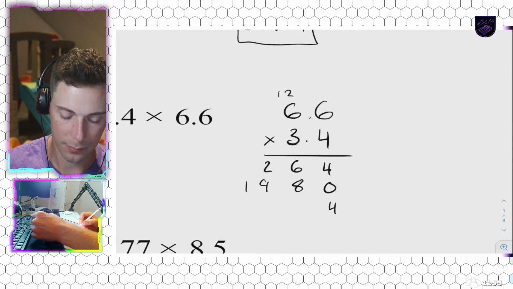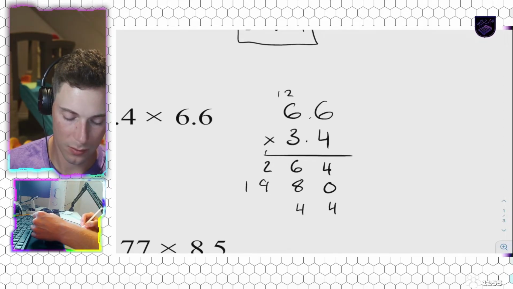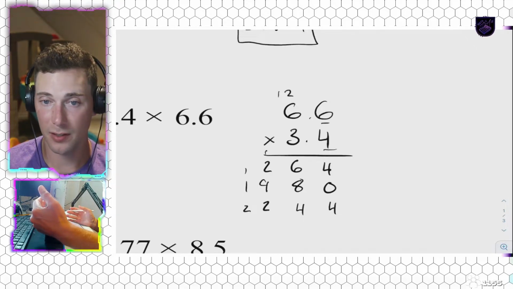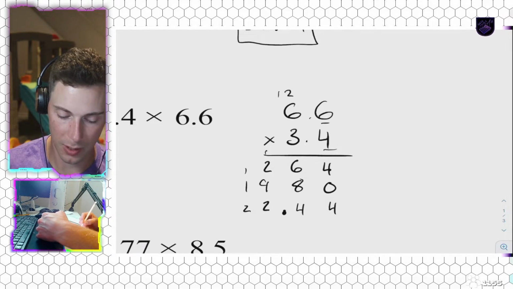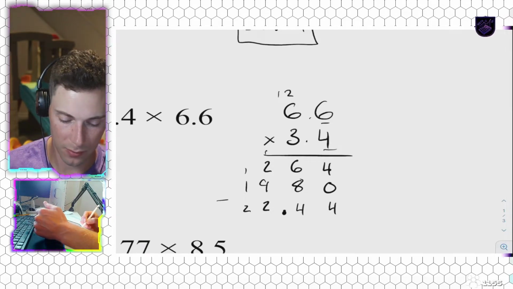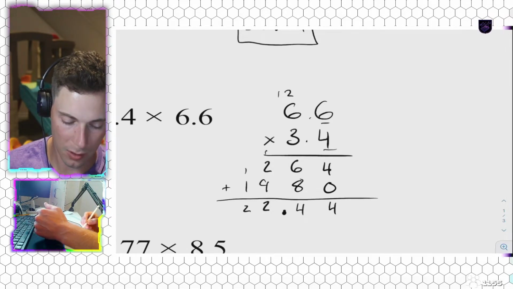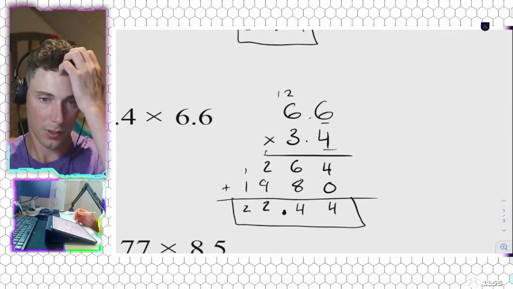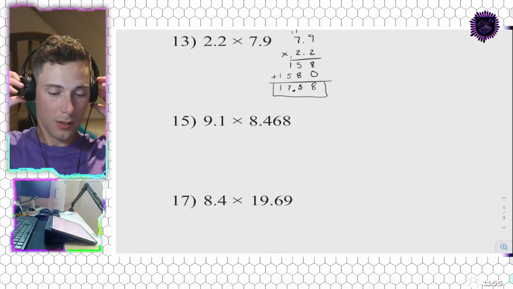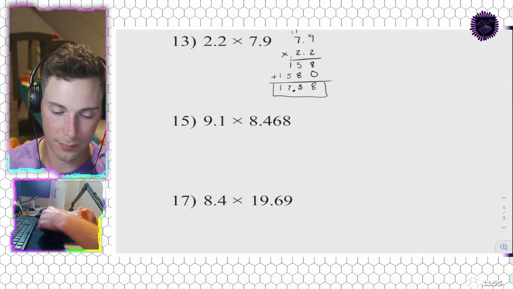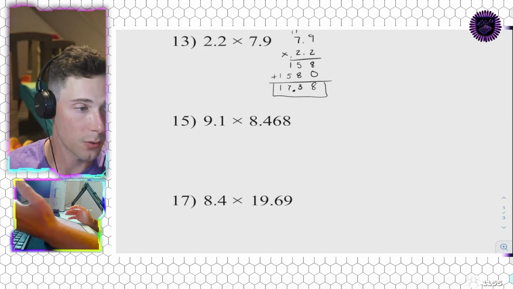4, 14, 12, 2. 1, 2 numbers behind the decimal place. 1, 2 over. I think you get this by now. There's our answer. Let's make it look like we've shown our work here. There it is. All right. Question number 15.